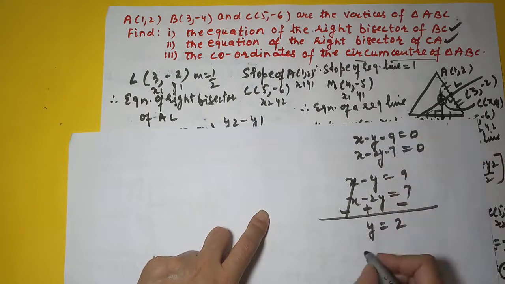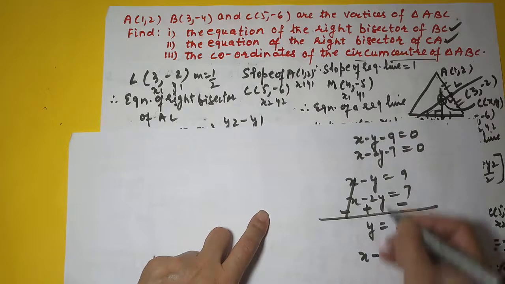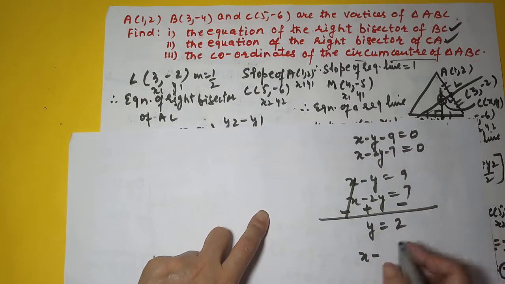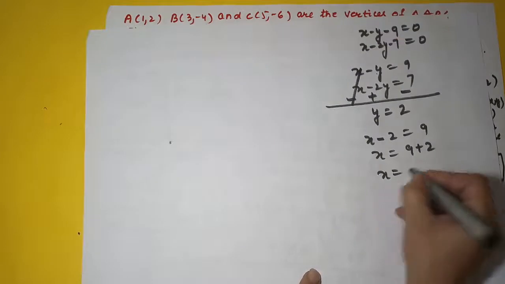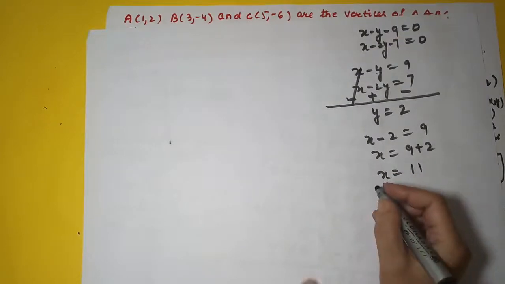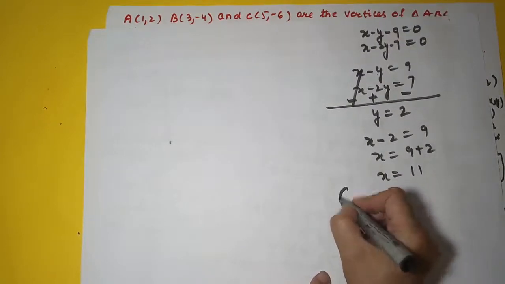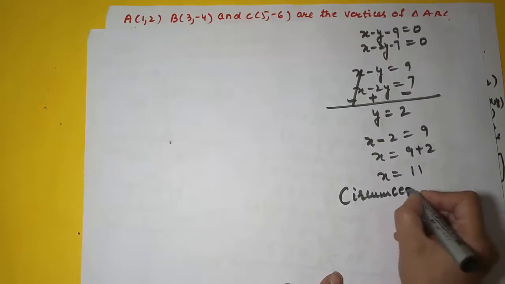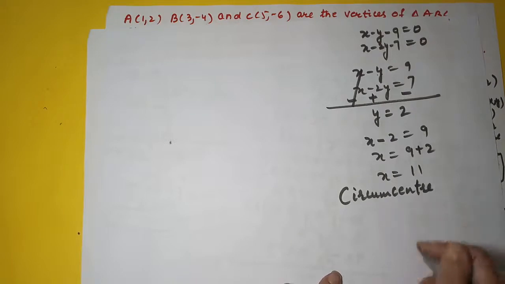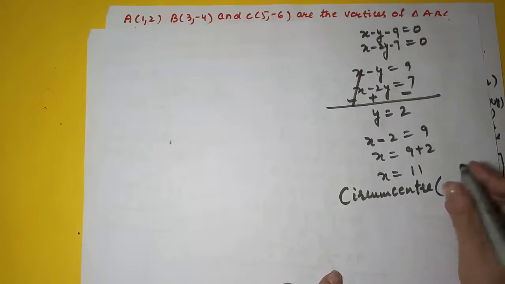Now I can find x. So x minus 2 equal to 9. So x is equal to 9 plus 2. So my x is equal to 11. So what are the coordinates of circumcenter now? I am repeating again, circumcenter is the point where all the side bisectors of the triangle meet. So 11 and 2.